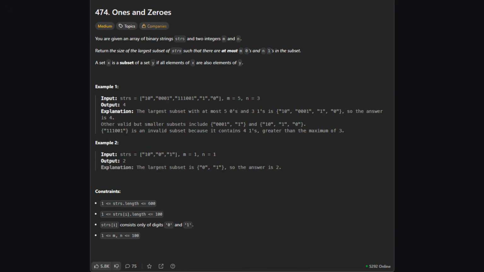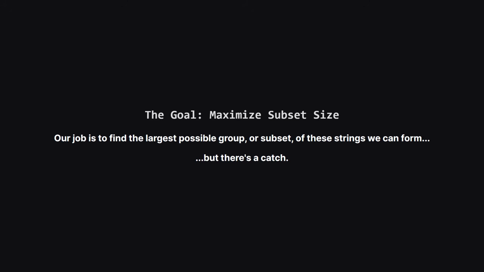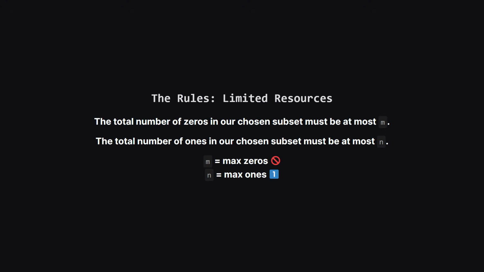We're given a list of binary strings, so strings made up of only zeros and ones. We're also given two numbers, m and n. So what's our main objective here? We want to pick as many strings as possible from the input list. It's all about maximizing the size of our chosen group of strings. But, of course, there are some rules we have to follow. And here are those rules.